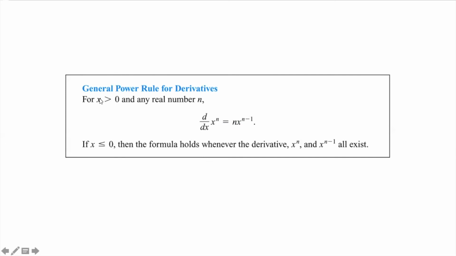So again, for x greater than 0 and any real number n, the derivative with respect to x of x to the n is n times x to the power n minus 1. So what you've done throughout Calc 1. Only now we know that it works for any real number exponent. You do have to be a little careful if x is less than or equal to 0. This formula will still hold as long as the derivatives, x to the n and x to the n minus 1, all exist.